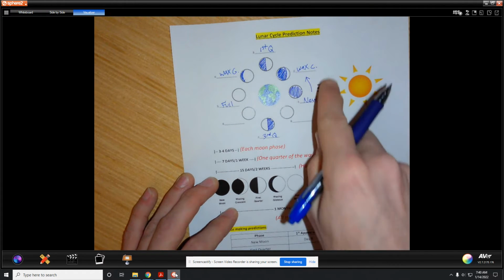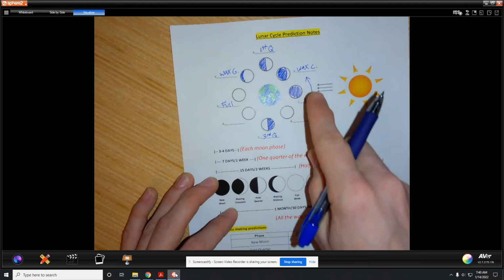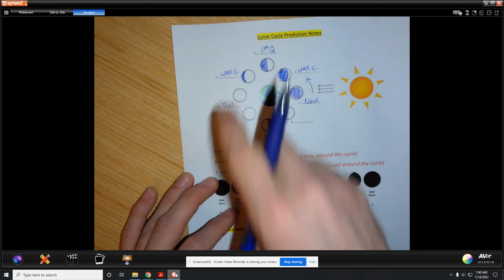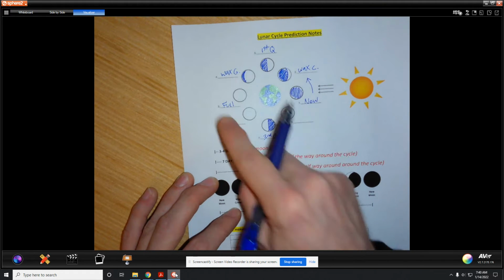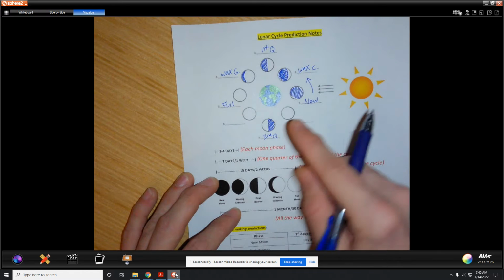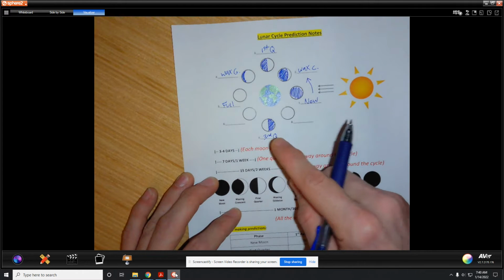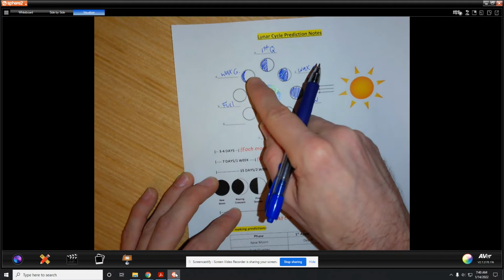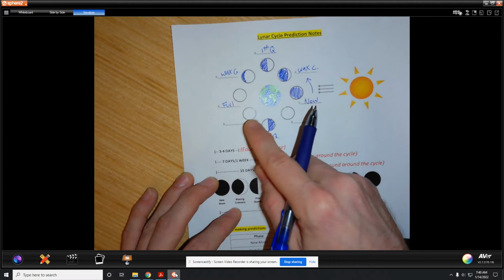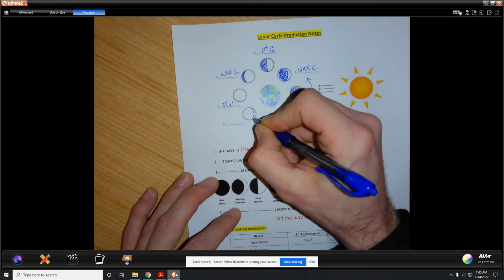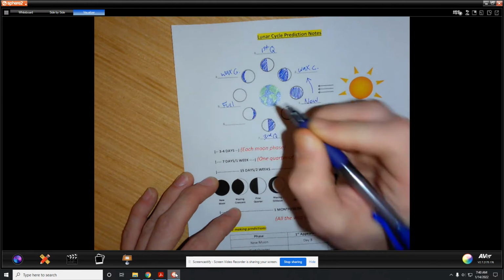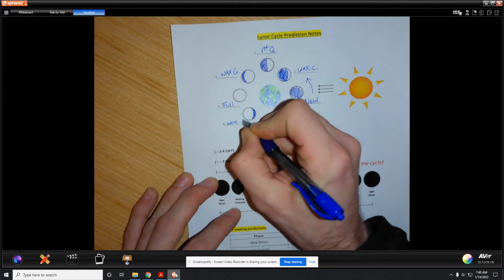So now that we've done one side of the lunar cycle correctly, we just know that it's always going to be mirrored over here. So that first quarter has light on the right, the third quarter has light on the left. This waxing gibbous has the light on the right. So down here, the waning gibbous is going to have the light on the left. So I go ahead and shade just a little bit of the right and label that one waning gibbous.